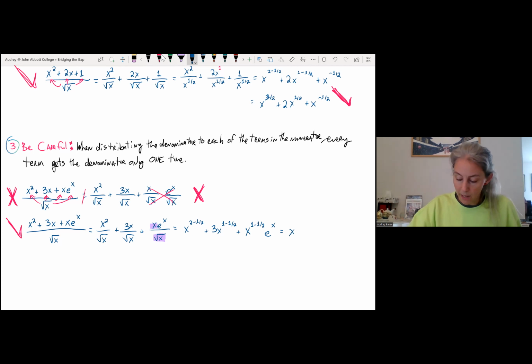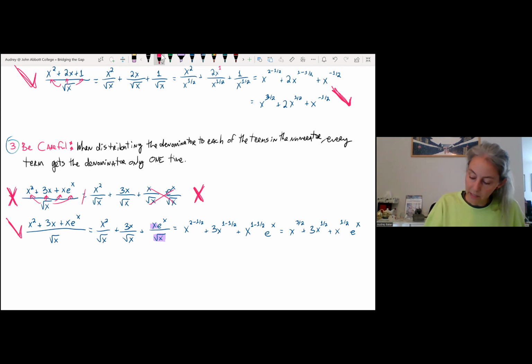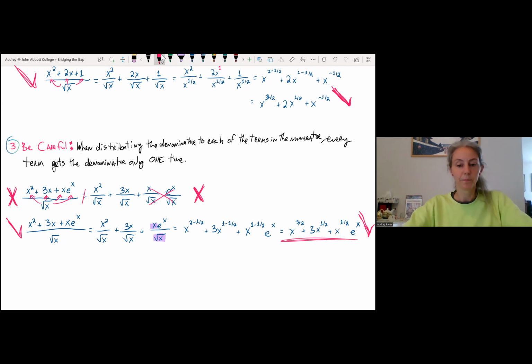So then this becomes x to the 3/2 plus 3x to the 1/2 plus x to the 1/2 times e to the x. And this is my final answer here. We're all good.